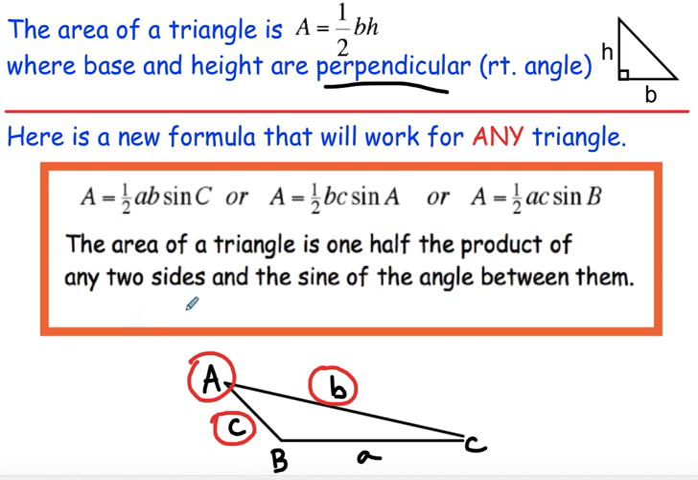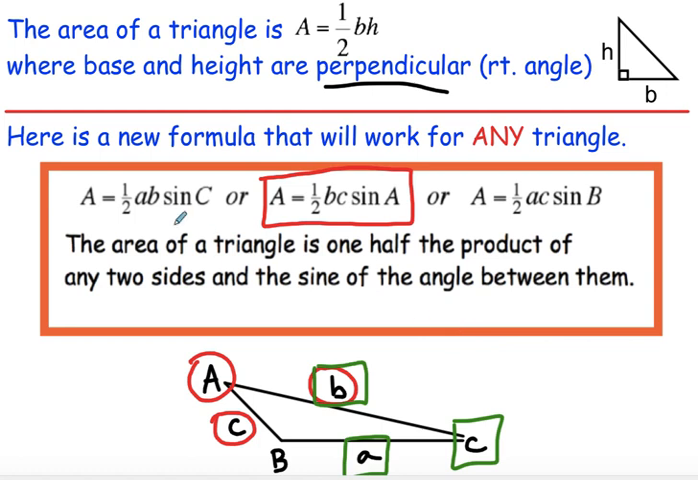Then I could use this formula. I would take 1/2 times side B times side C times sine of the angle in between those two sides, angle A. All I need are two sides and the angle in between. So maybe I know side B and side A and the angle in between those two. Then I would be using this version of the formula. Again, it's just 1/2, and then I multiply the two sides together, and then I multiply by the sine of the angle in between the two sides.